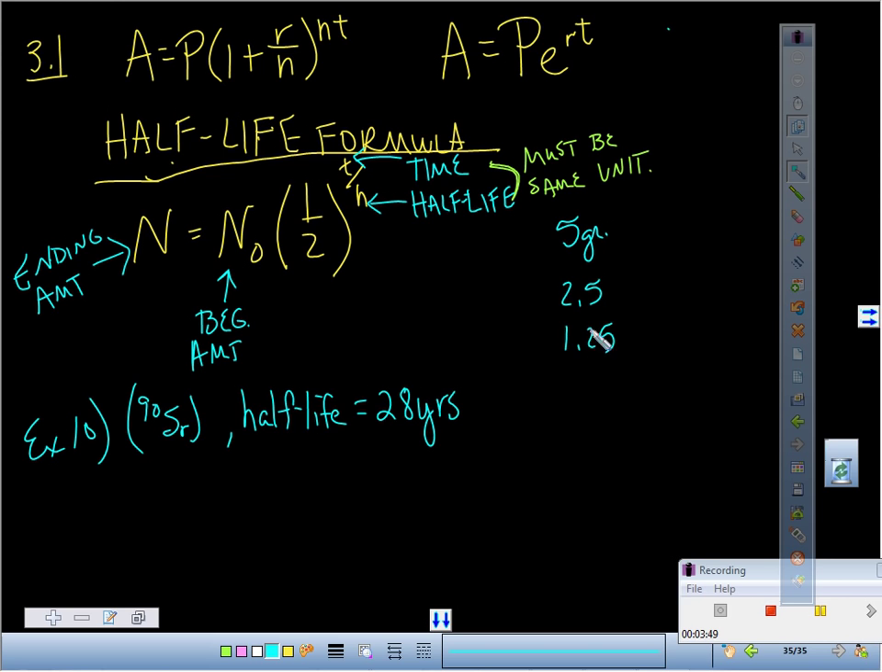So you just keep halving it. The next time, it would have 1.25, sorry, 0.625? No, 0.625. Sorry. And the next 28 years, 0.3125. Right? See, here's 28 years, here's 56 years, here's 84 years, and it keeps going up to 140 years.